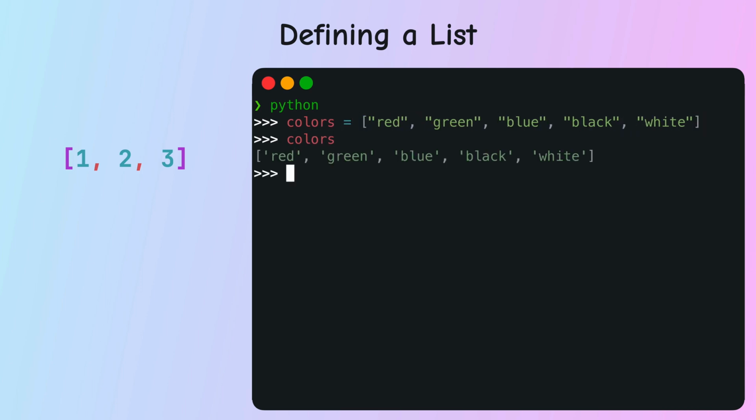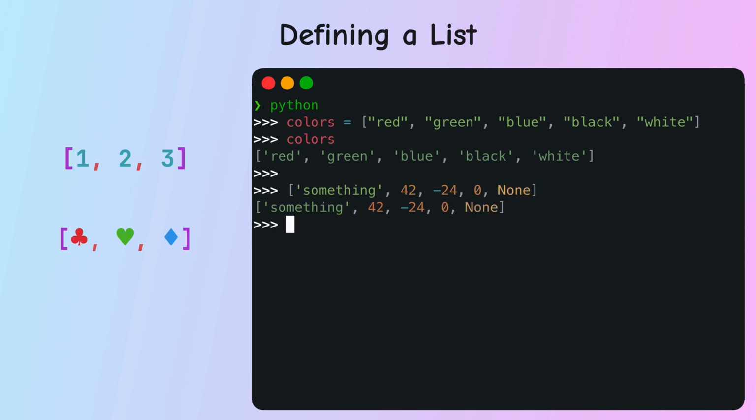One important thing is that these elements can be any arbitrary type and they don't have to be of the same type. For example, we can define a list that contains a string, a few integers, and also a None. Lists can also hold any other data structure inside as well, such as another list. So we can define a list inside another list if we wanted to.